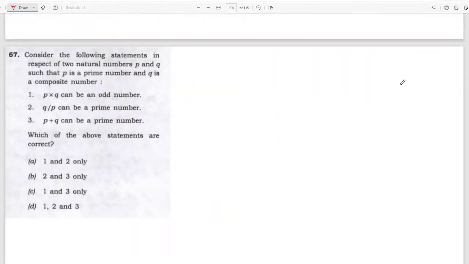It will take 3 minutes to solve this question. So there are options, responses for option D, option C, and option B. We'll see how to solve this.